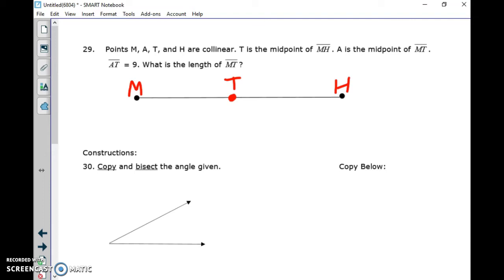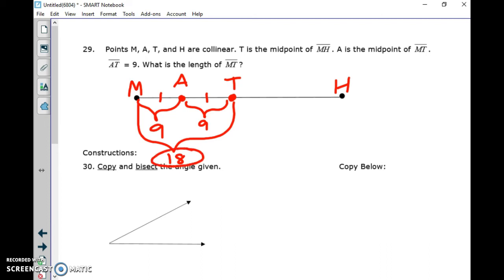And then it says A is the midpoint of MT, so between A and T, I'm going to put a midpoint for that, put an A. So I know basically MA and AT, these are congruent. And then I know MT and TH have to be congruent. So let's think about this. It says AT equals 9. I'm going to label that. So this is 9. What is the length of MT? Well, if AT is 9, what's MA? Has to be 9 because we know this A was a midpoint, so they got to be congruent. So all the way from M to T has to be 9 plus 9, which is 18.